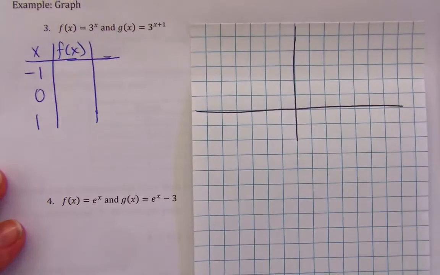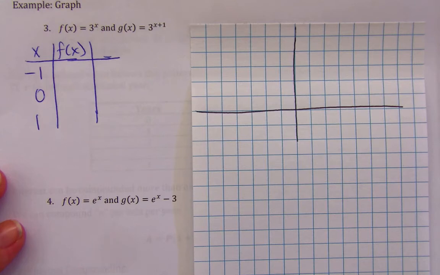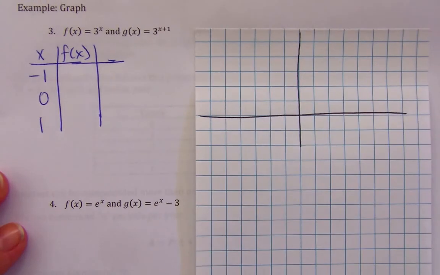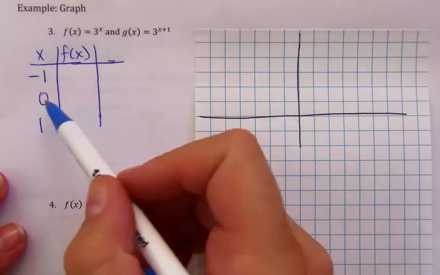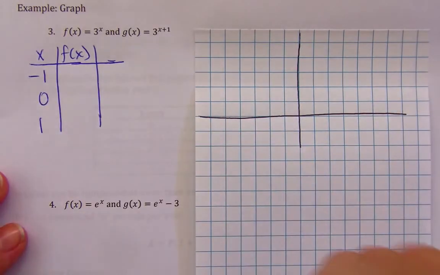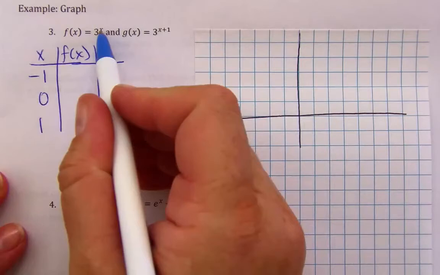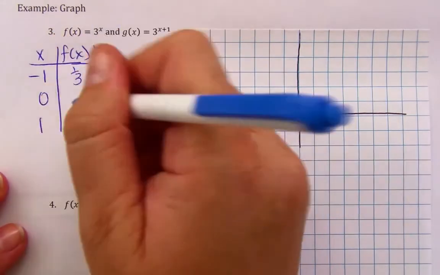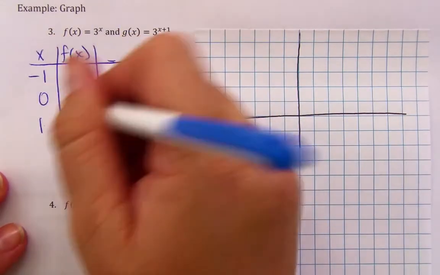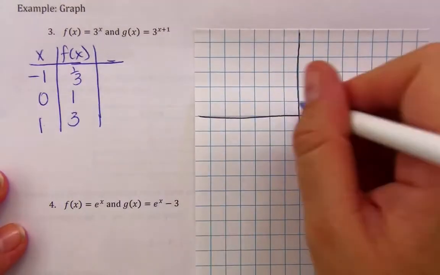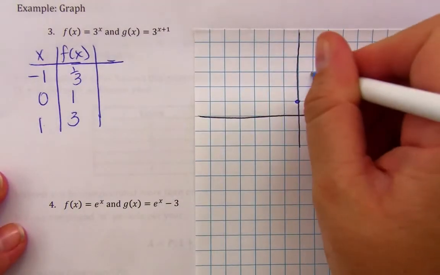And we'll learn really quickly that we don't need nearly as many points as we did in the examples in the beginning of this section. Pretty soon we'll be comfortable enough with just plotting maybe 3 to 5 points. Now if I plug in -1 here, I'm going to have 1/3. If I plug in 0, I'm going to have 1. If I plug in 1, I'm going to have 3. And that's enough for me to figure out what basically this graph looks like.